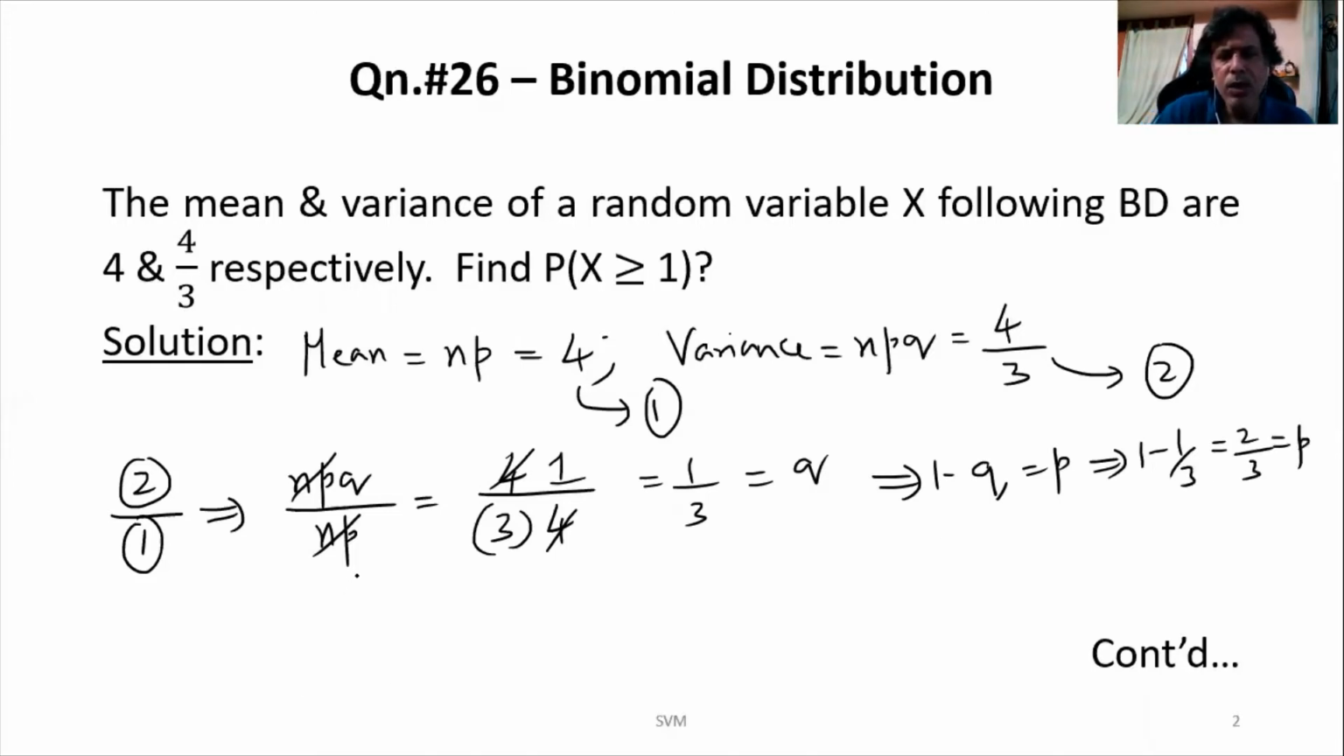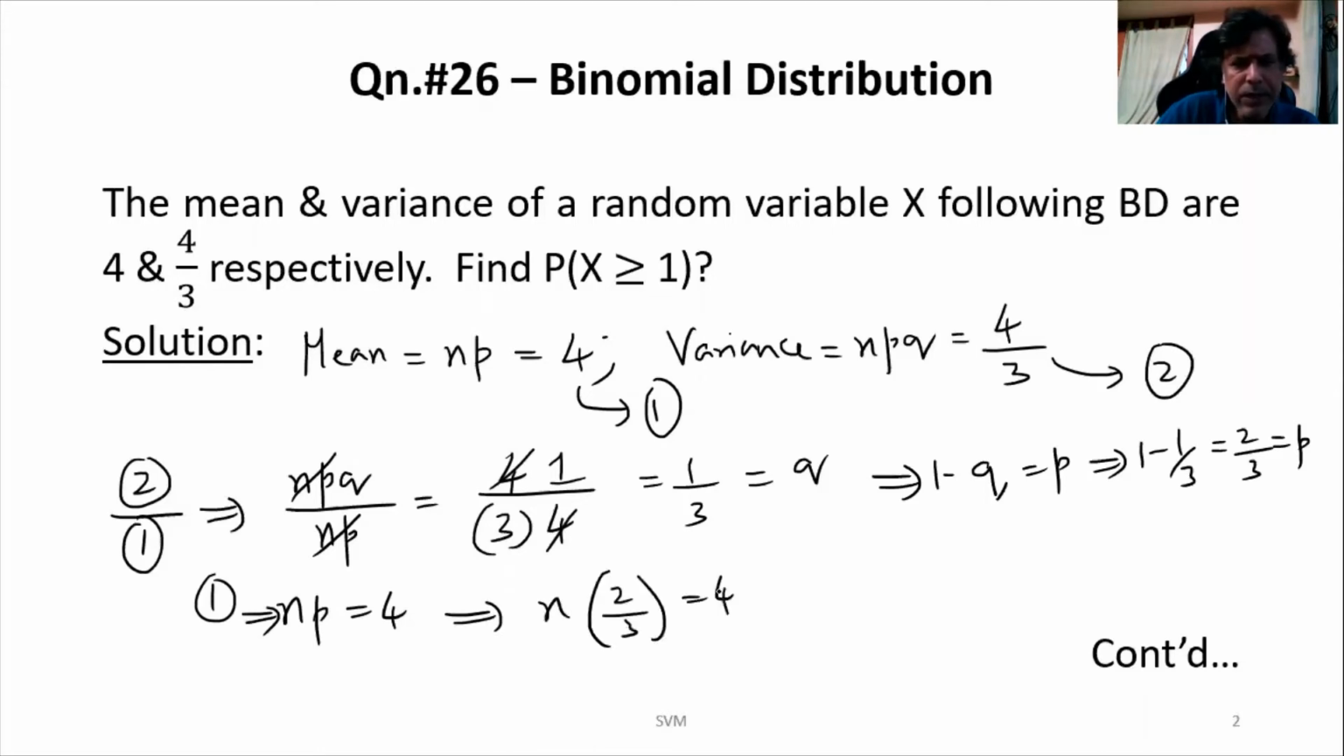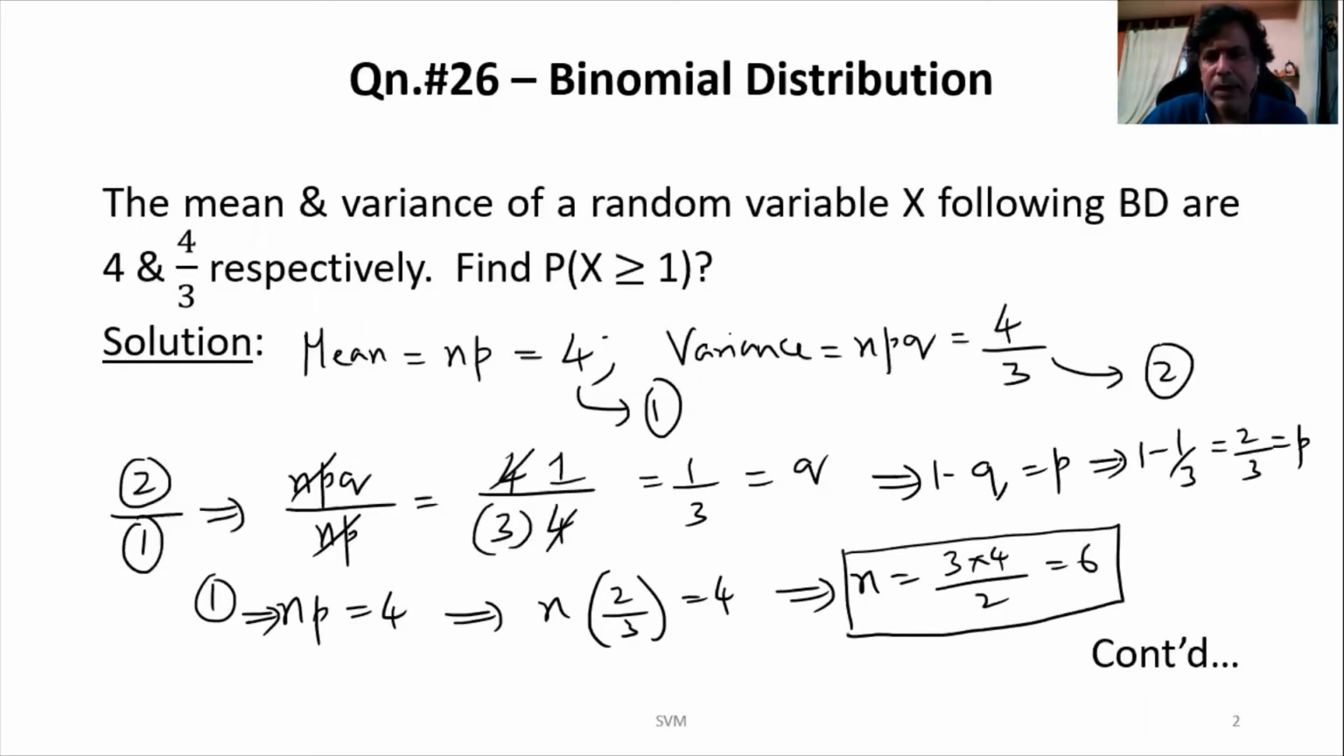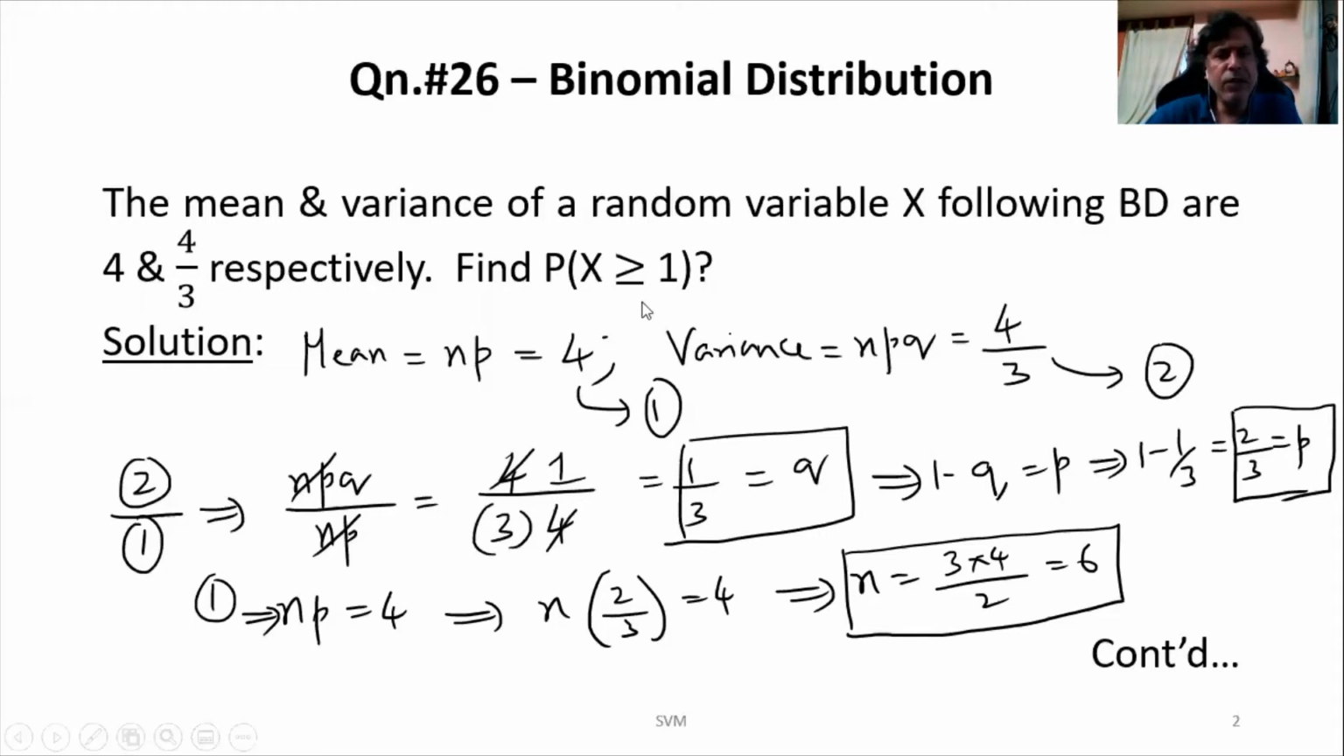So we have got now p, we have got now q. Now let us find out using the first equation what n is. n into p is given as 4, that is our first equation. And what is p? It is 2 by 3. So n into 2 by 3 is equal to 4. That means our n is, let us cross multiply, 3 into 4 divided by 2. That works out to 6. So we have n as 6, p as 2 by 3, and q as 1 by 3. Now what is to be found? We have to find the probability of x greater than or equal to 1.